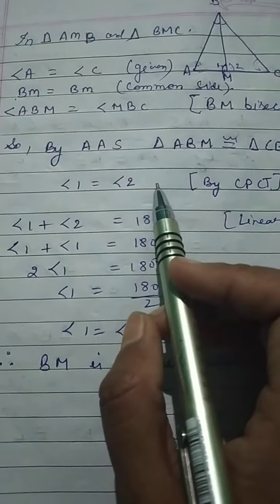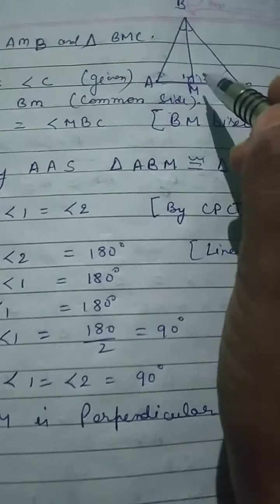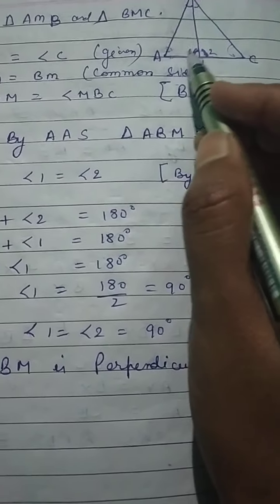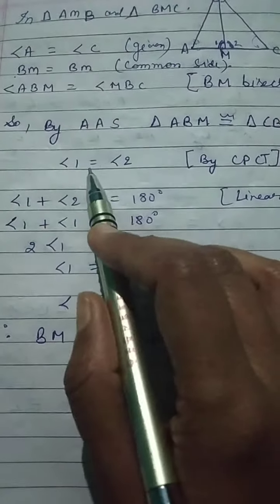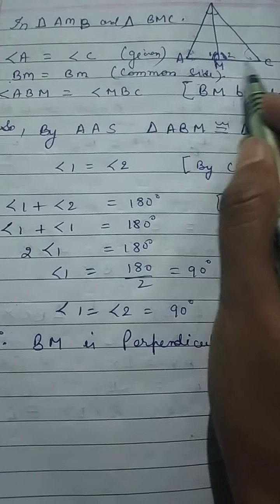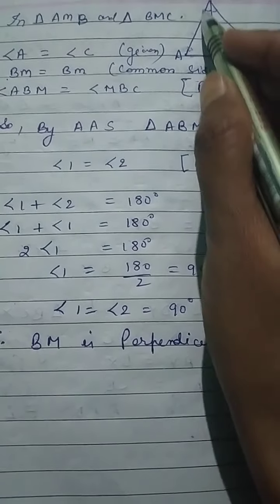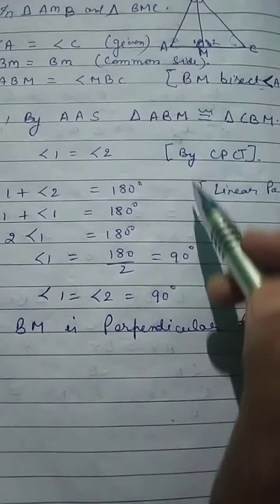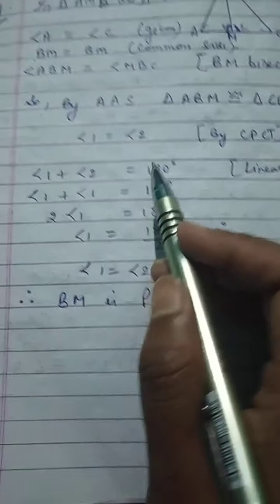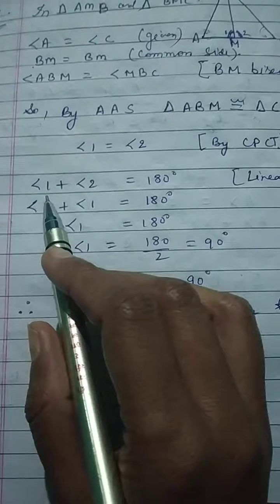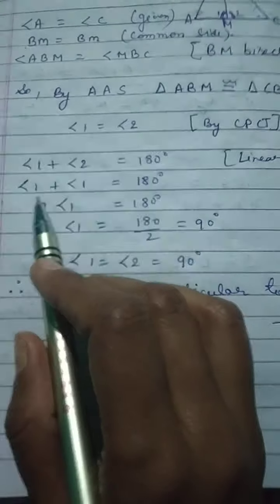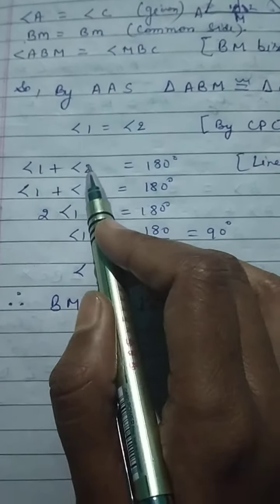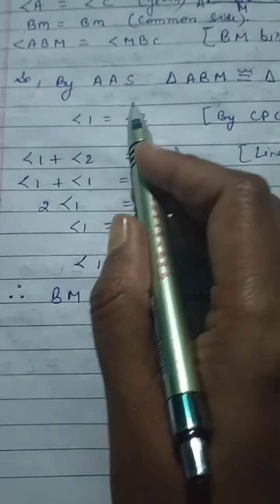So if the triangles are congruent, can we say angle 1 is equal to angle 2 by CPCT? Both are corresponding parts of congruent triangles. So if angle 1 is equal to angle 2, we know that AC is a straight line and this is a line just standing on it. So this plus this equals 180 degrees, linear pair, just like that previous question. Angle 1 plus angle 2 is equal to 180 degrees. Can we write both angles are equal? So in place of angle 2, we can write angle 1 because both are equal.